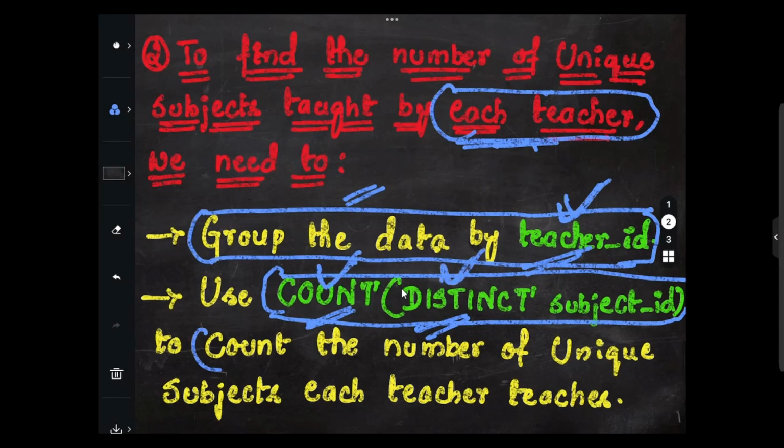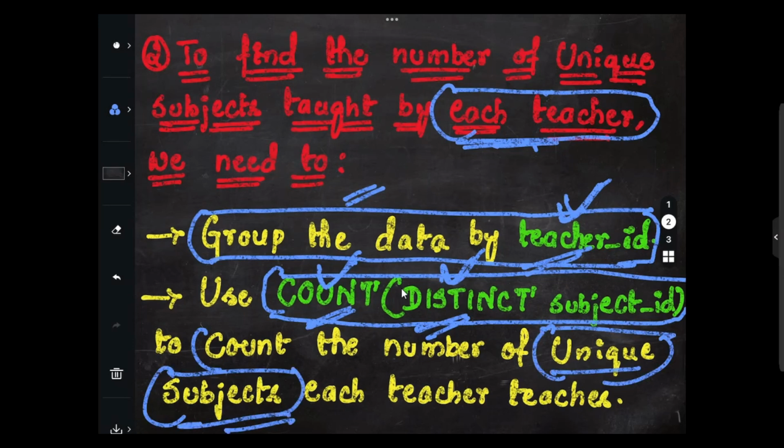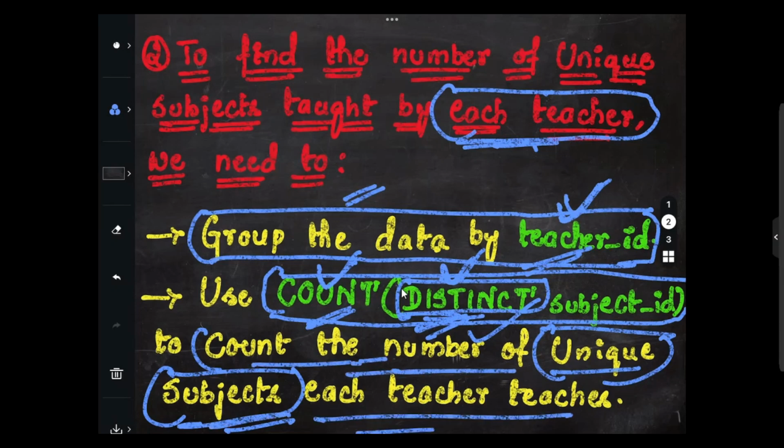Why are we making use of distinct? Because we need to count the number of unique subjects. To count any unique things, SQL provides us the keyword distinct. This is the reason we are going with the distinct keyword. So we will use the count of distinct of subject ID to count the number of subjects each teacher teaches. That's what we need to find out, right?